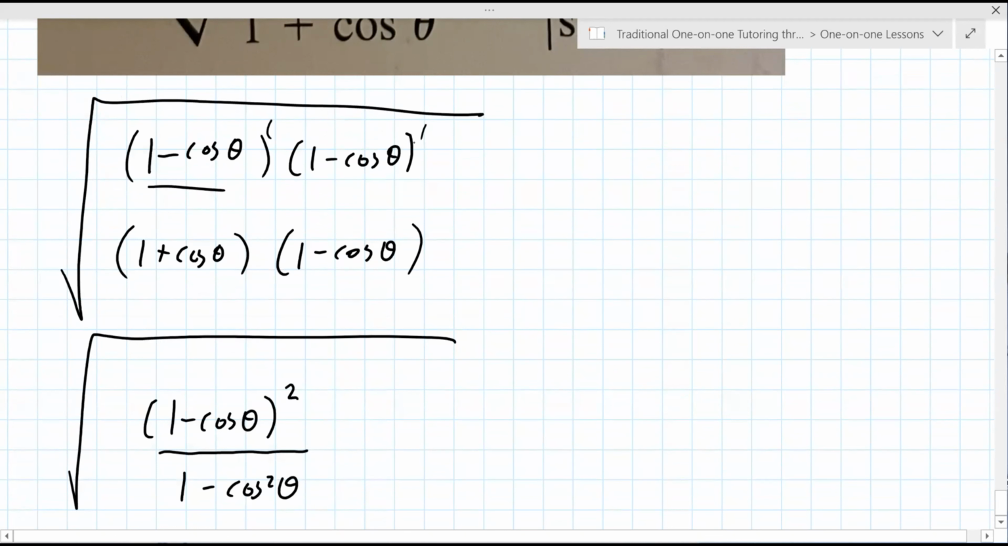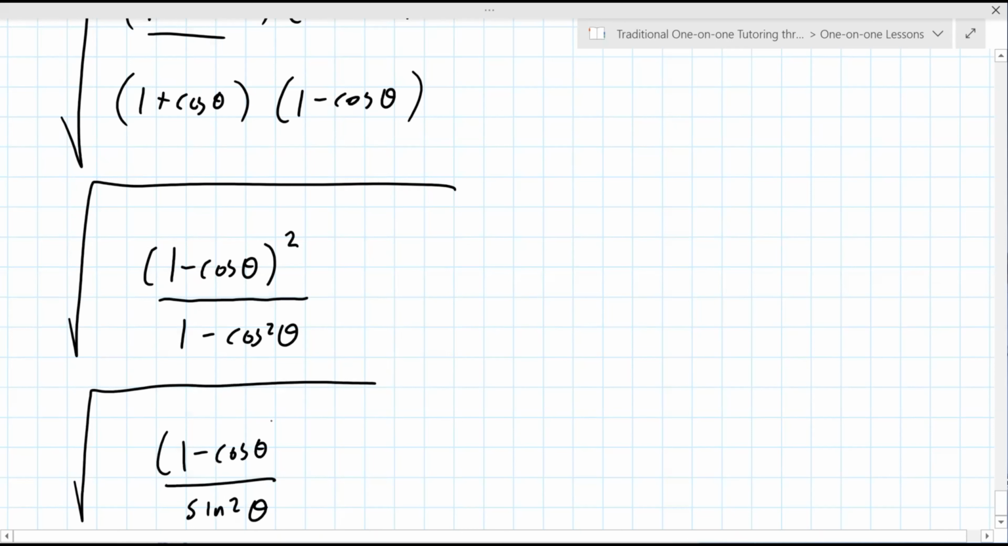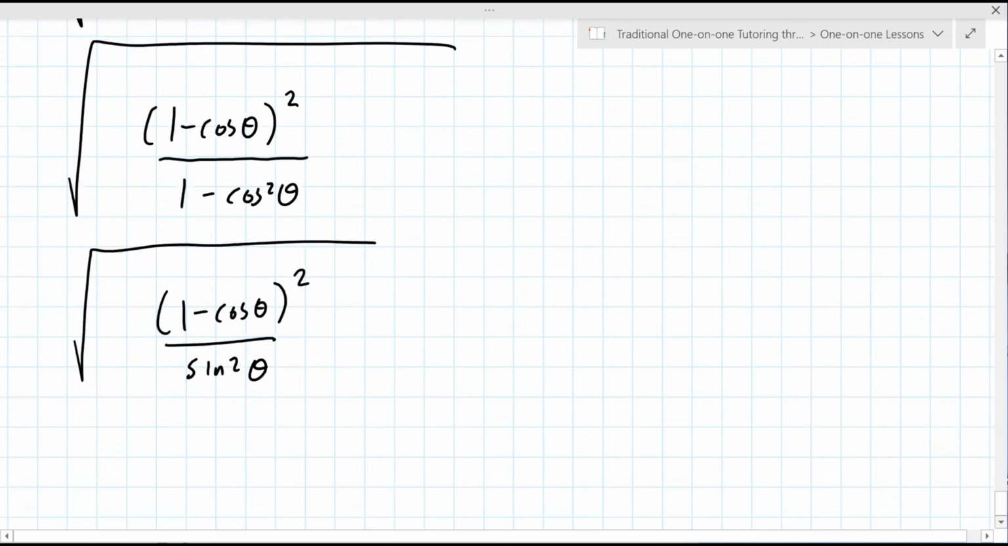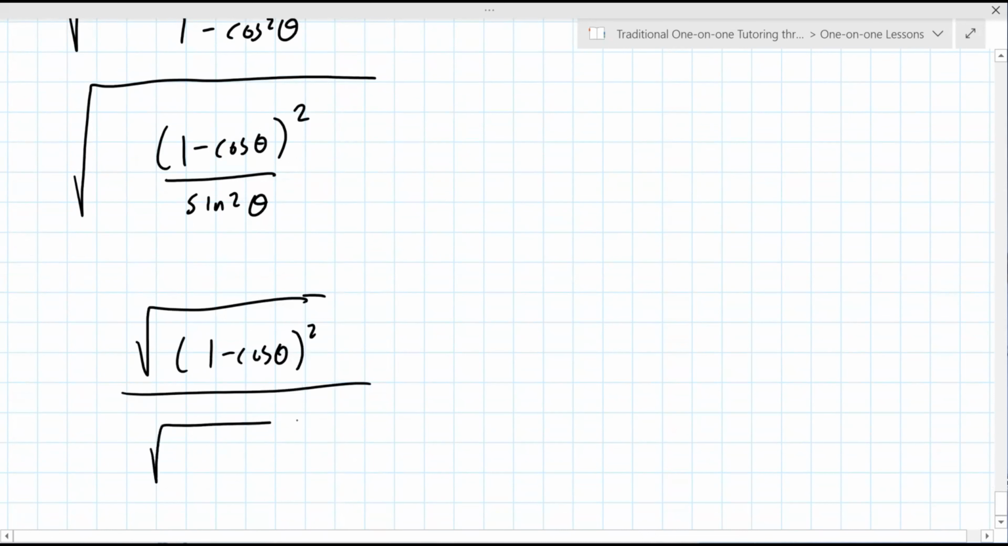Okay. On the bottom here, 1 minus cosine squared theta, that's an identity. So you should be like, oh, that's sine squared theta. You should be always on the lookout for those. Okay, now you can take the square root of the top and the square root of the bottom. So the square root of the top, 1 minus cosine theta squared. You can see the square root undoes the square. Now on the bottom, this is kind of interesting. You guys may not remember this, but the square root of x squared is actually the absolute value of x.